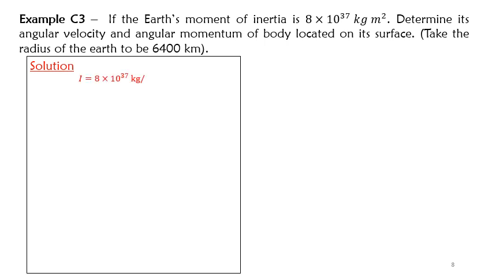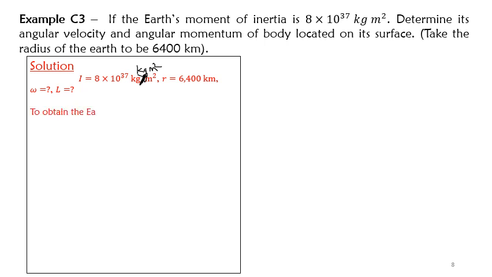I is 8 times 10 to the power 37 kilogram. Sorry, it should be meter square, not per meter square. So this will be an error. It should be kilogram meter square, and the radius is 6,400 kilometers. You have to determine angular velocity omega and angular momentum L.